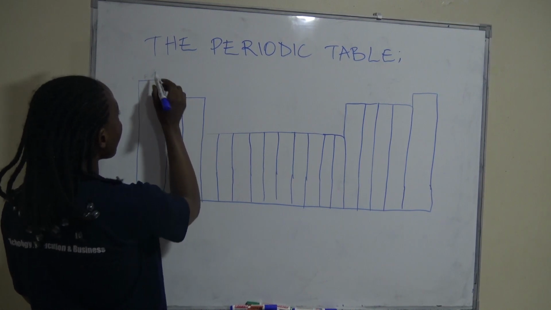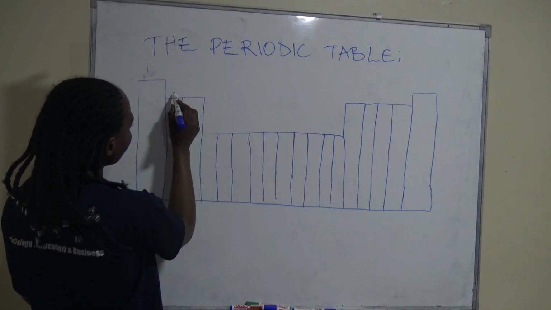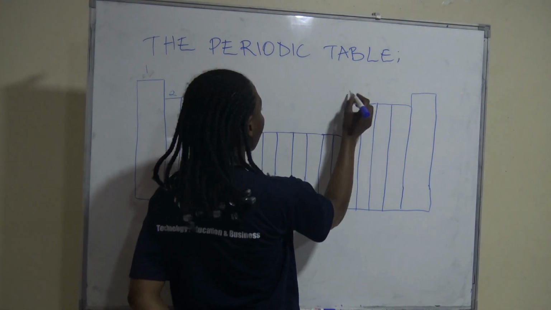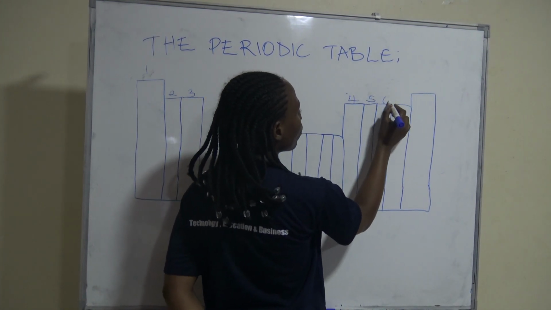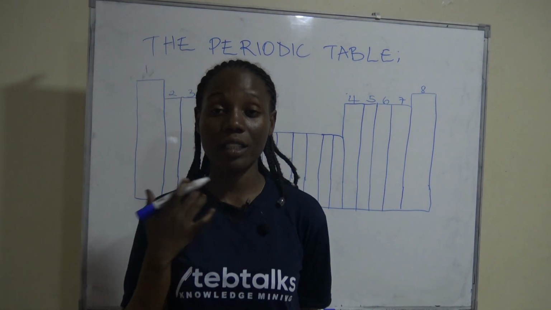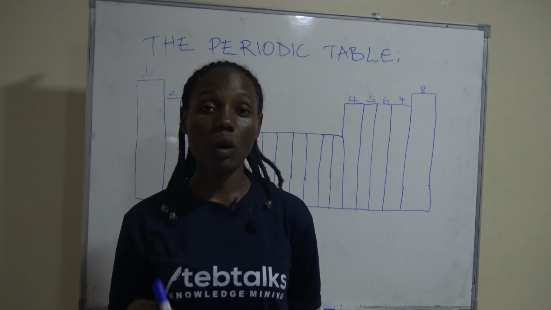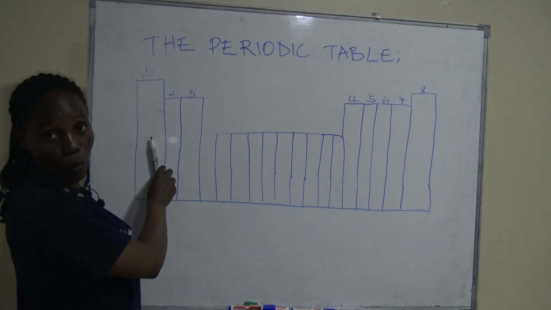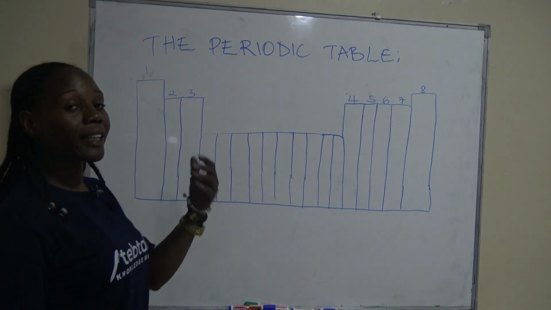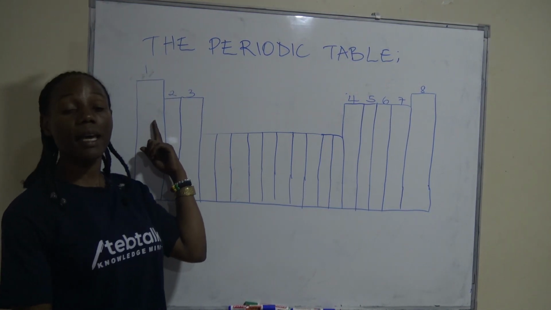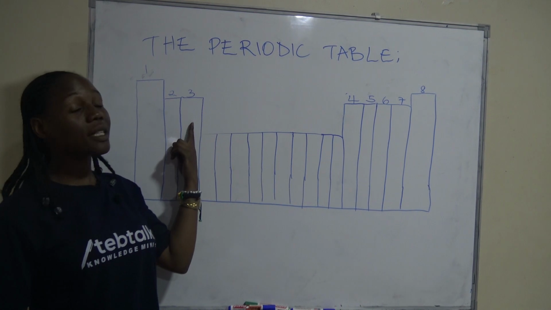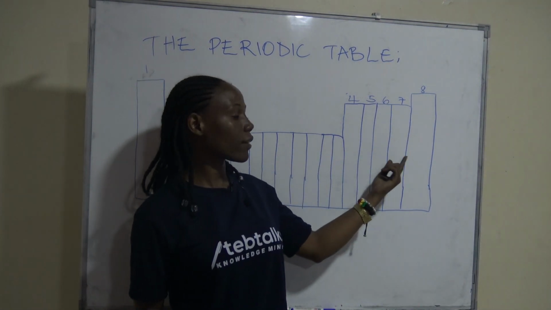So this would be our group 1, this would be our group 2, group 3, group 4, group 5, group 6, group 7, and group 8, because those downward arrangements are divided into 8. You find that elements in group 1 behave in the same way. Elements in group 2 behave in the same way. Elements in group 3 the same, 4, 5, 6, 7, and 8.